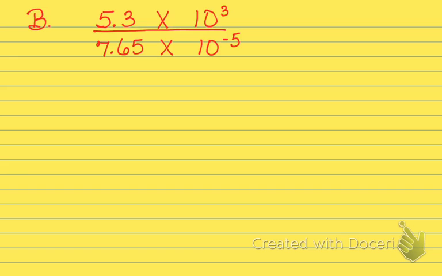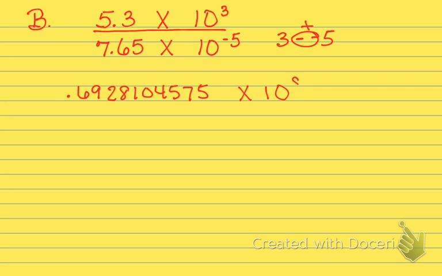So we have 5.3 divided by 7.65. You could use your calculator here. 5.3 divided by 7.65 gives us 0.69281045. A very, very small number because it's a fraction, or less than 1. And then we have 10 to the third minus a negative 5. Two negatives make a positive, so we have times 10 to the 8.